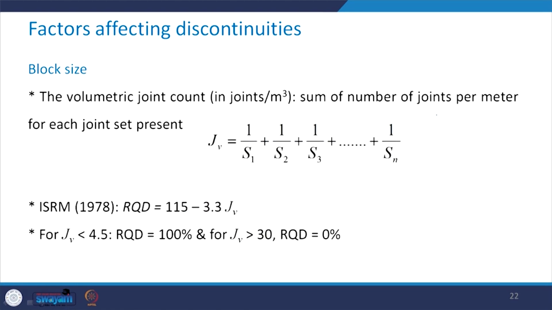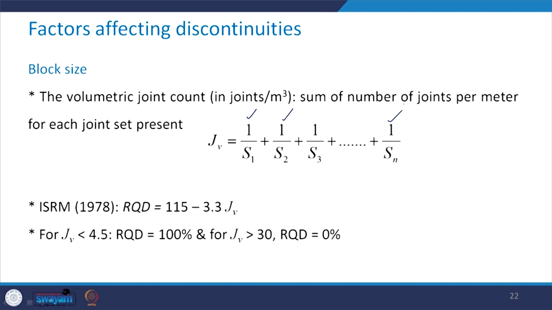So the volumetric joint count, whose unit is joints per meter cube, is the sum of the number of joints per meter for each joint set which is present, and that is defined as 1 upon S1 plus 1 upon S2 and so on. Let us say there are n joint sets, so that is 1 upon Sn.